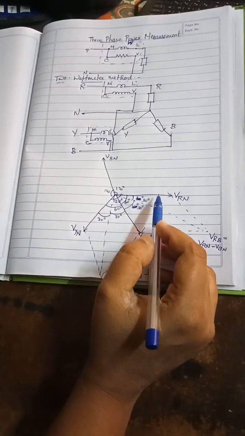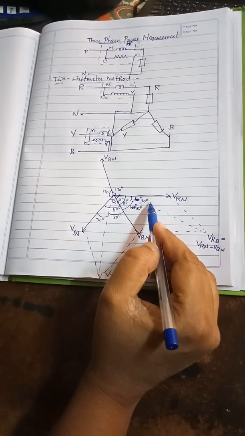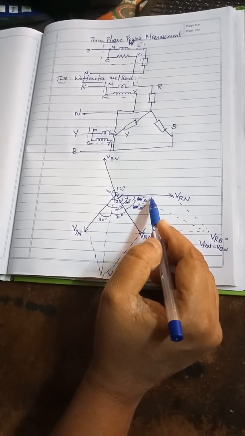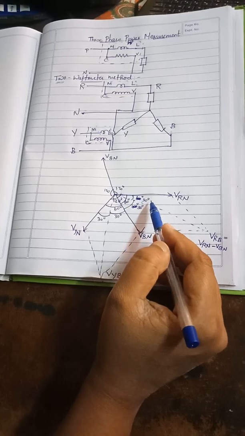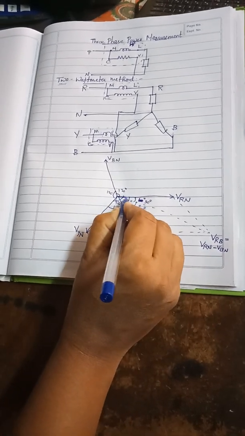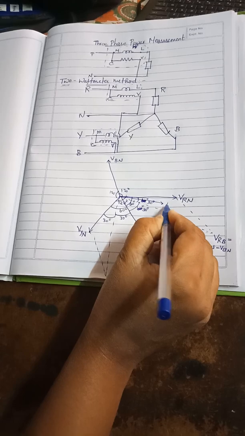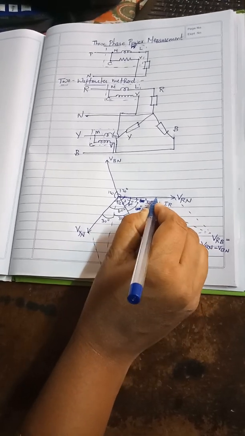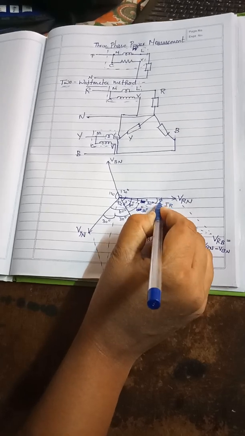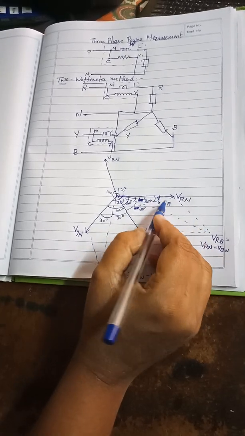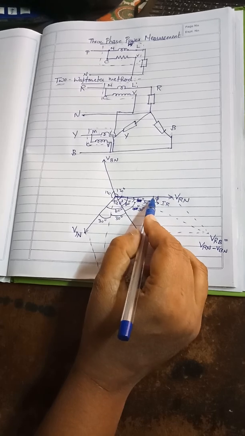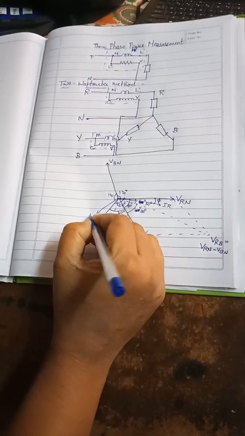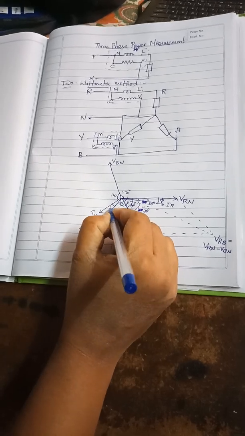Now next you have to draw the line current. Always you know the current lags behind the voltage. So here I have to draw the line current IR, which is displaced by an angle phi. Similarly, here you have to draw the line current IY at an angle phi.